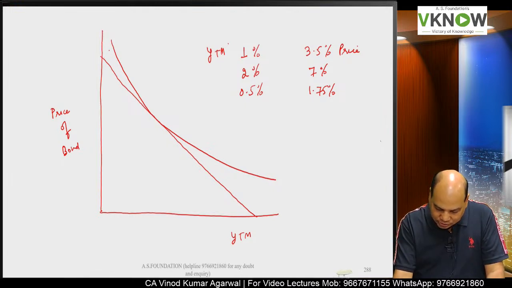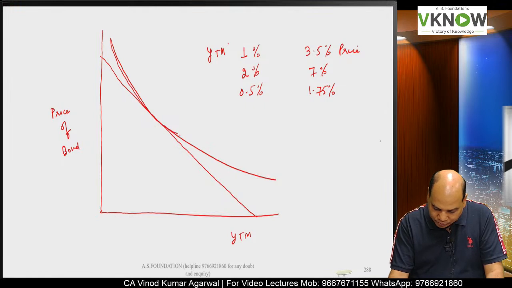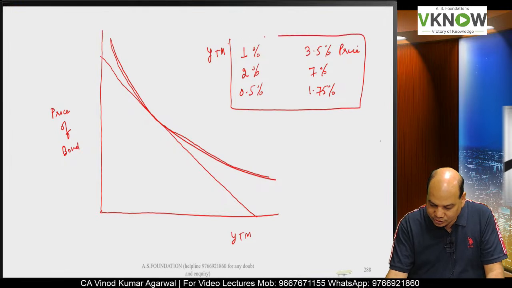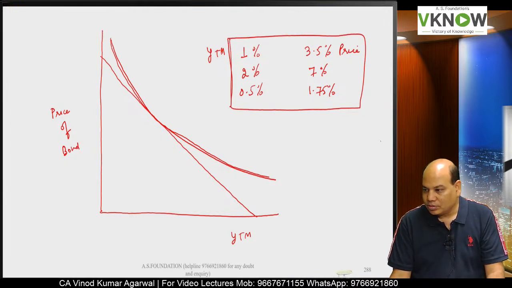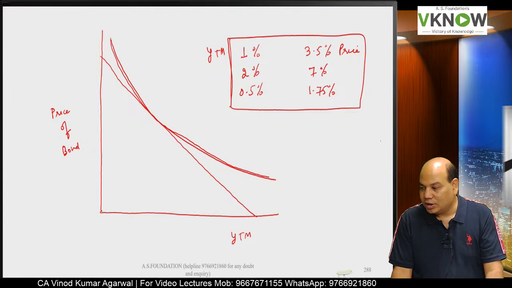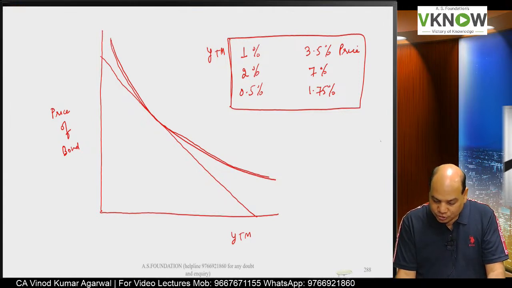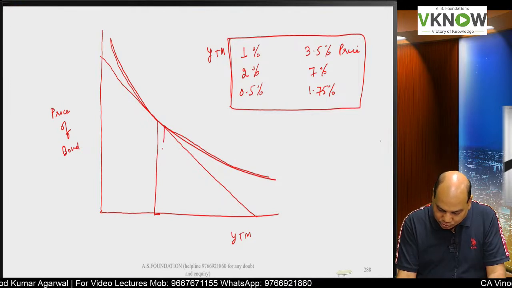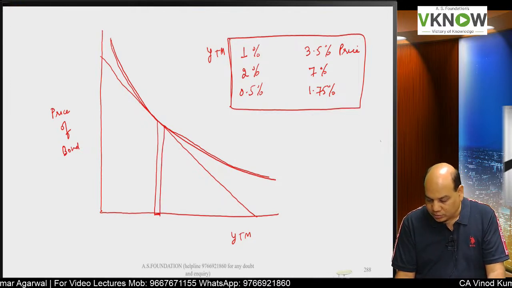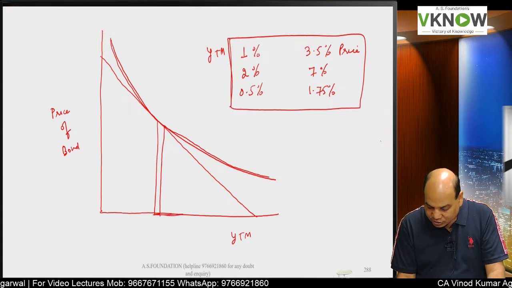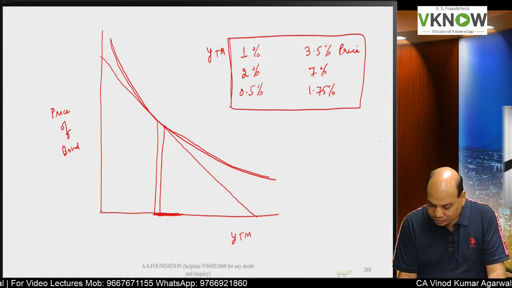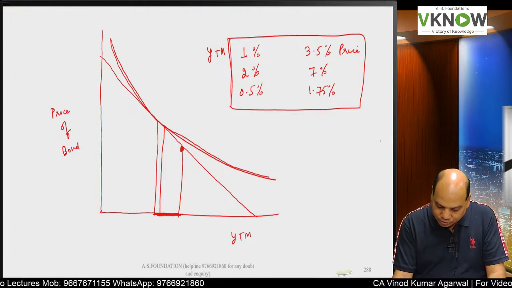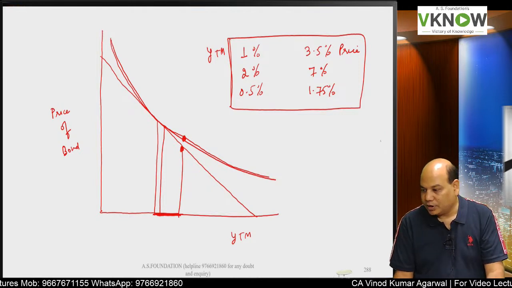Because this relationship is a curve. So the change will not always be linear. This is a linear relationship, but the change will not be linear, it will be curvilinear. So if there is a small change, let us say the change in YTM is very small, the two will almost be equal. But if the change in YTM is large, according to duration, this will be the answer, but the actual answer is different.